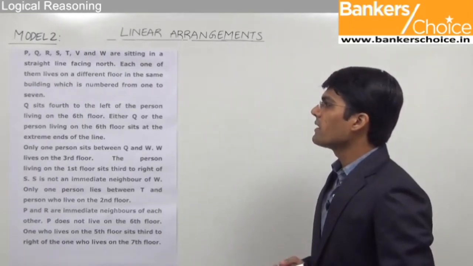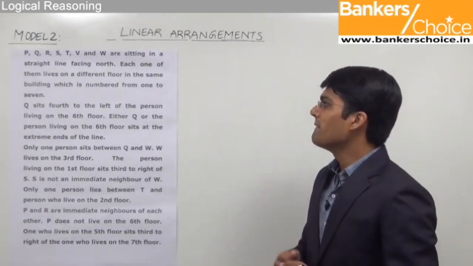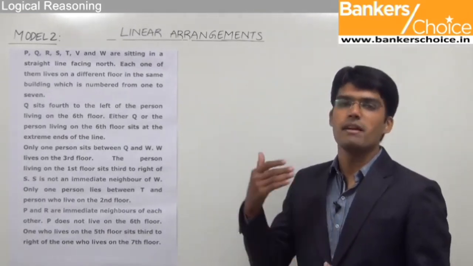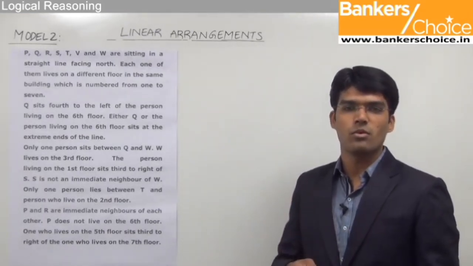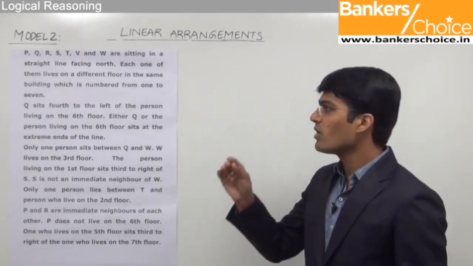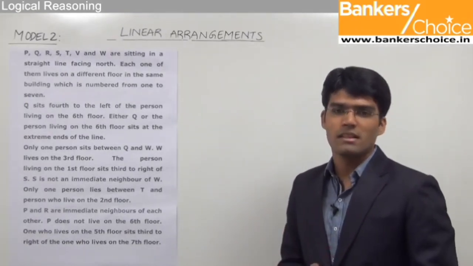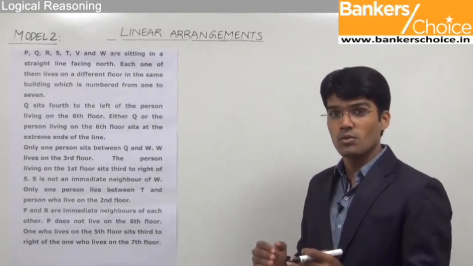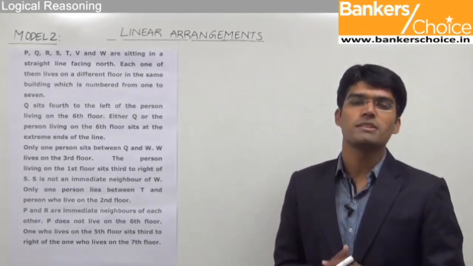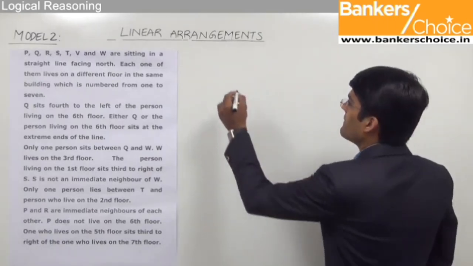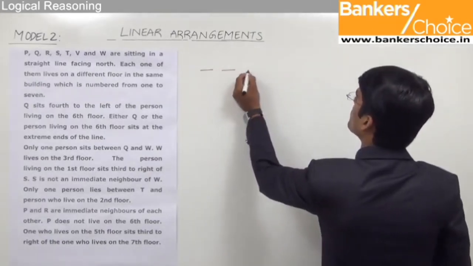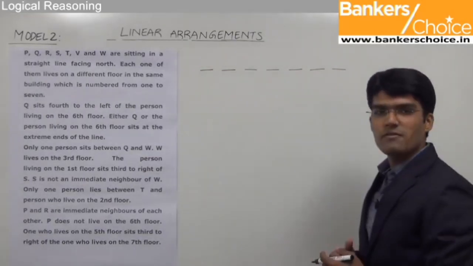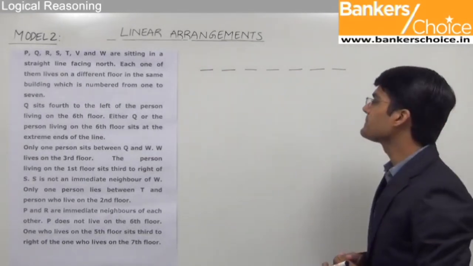Each one of them lives on a different floor in the same building, which is numbered from 1 to 7. So each of these persons stay in the same building but on a different floor, from floor number 1 to floor number 7. So we have got 7 persons and 7 floors numbered 1 to 7. So we need to arrange these 7 persons in the row and also assign the correct floor to each of these persons. So as we can see, we have got 7 positions, 1, 2, 3, 4, 5, 6 and 7. So 7 persons have to be arranged with the correct floor arrangement.